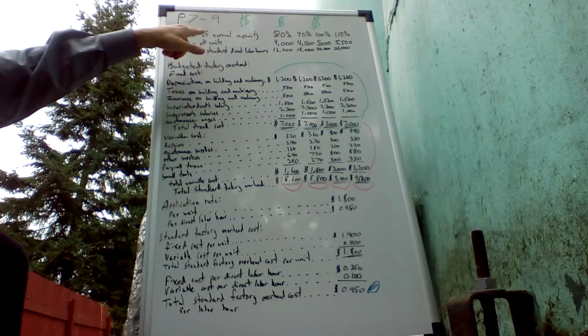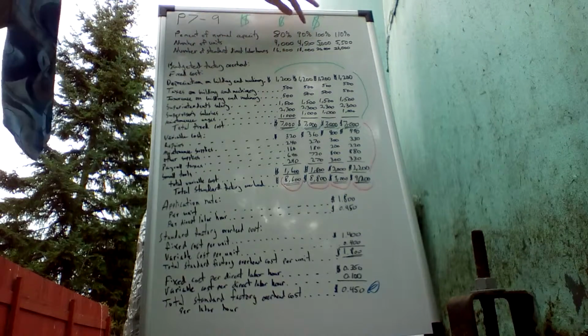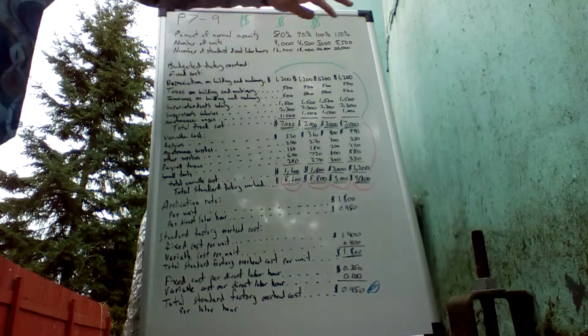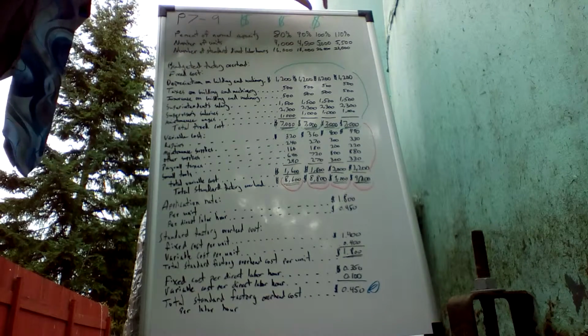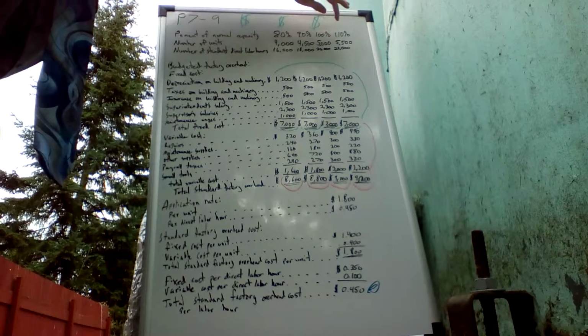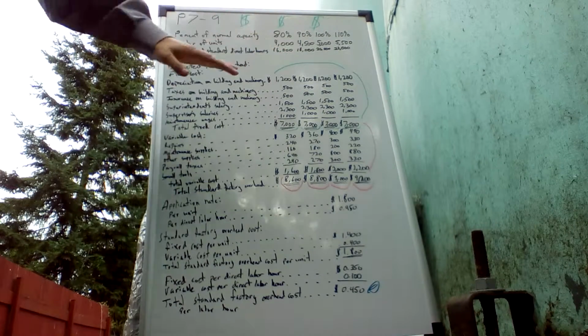So here's the capacity. This is 100% capacity, normal capacity. So 5,000 units is what we normally make. But that's not all we want to know. We also want to know what we make at 110, 90, 80%. And so we have all these examples.